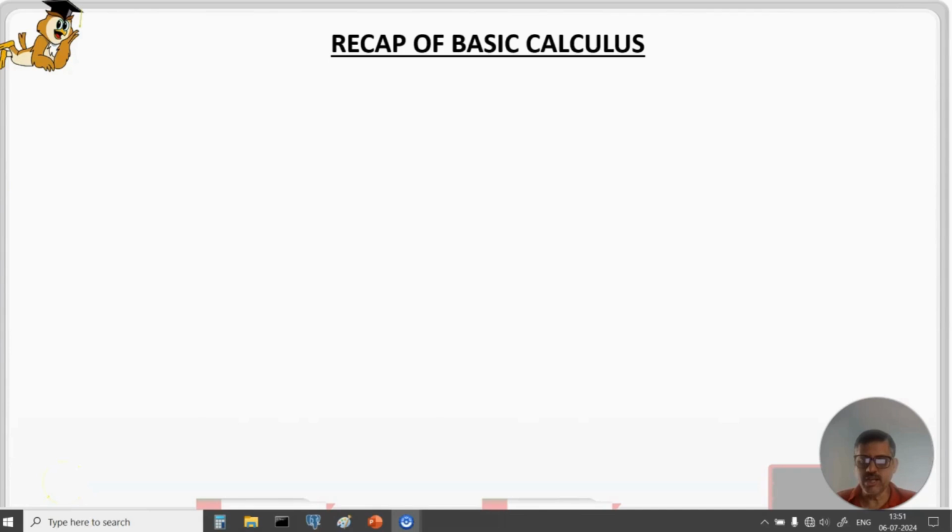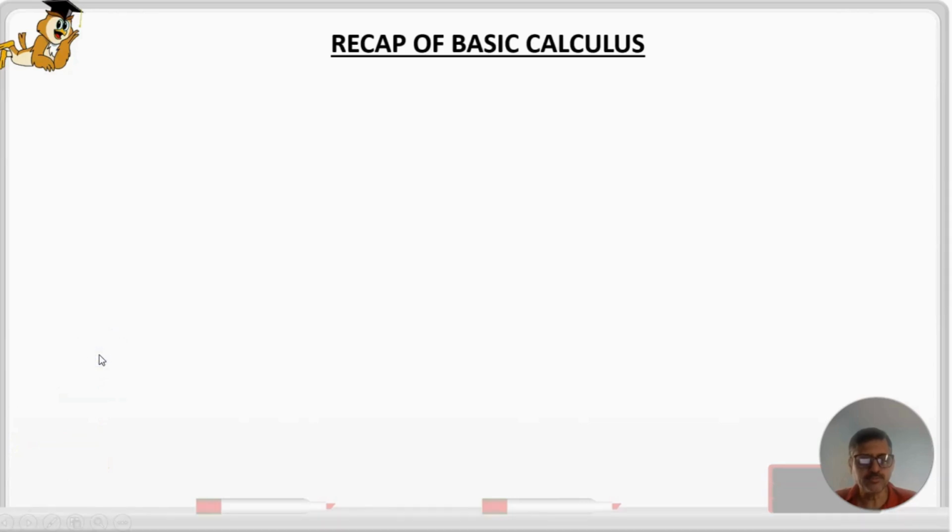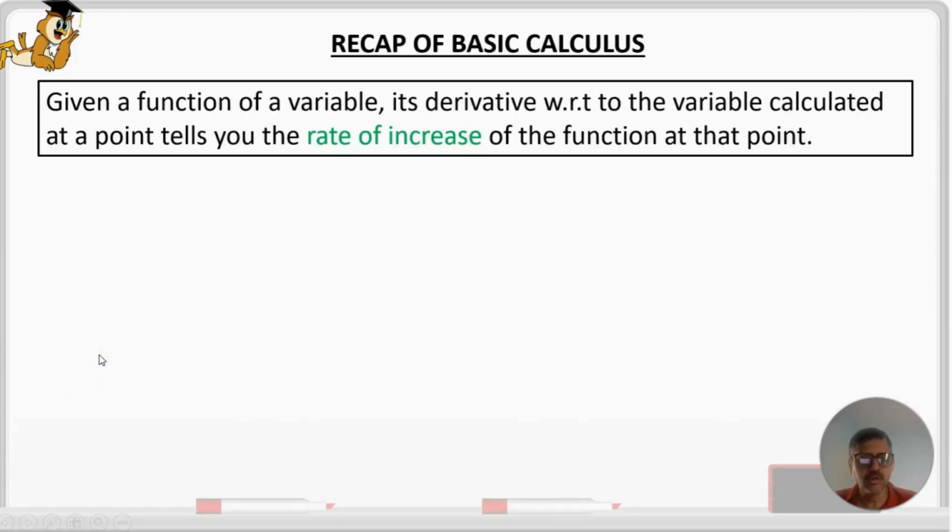Recap, right? Recap of some calculus from high school. It's going to be useful for us here. Given a function of a variable, its derivative with respect to the variable calculated at a point tells you the rate of increase of the function at that point, right? I mean, we all know that, right? So you calculate the derivative of the function, evaluate it at a particular point, it tells you how quickly the function is increasing at that particular point.